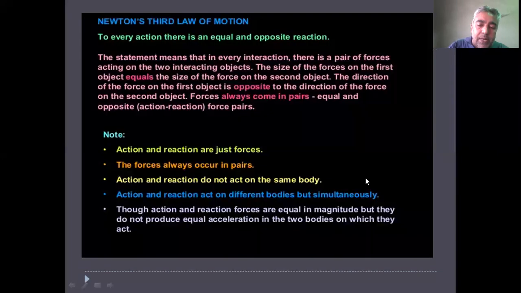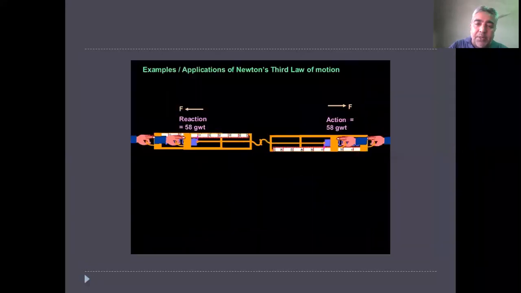Action and reaction are equal in magnitude, but they do not produce equal acceleration in the two bodies on which they act. Here I am showing the action force and the reaction force. Two springs are an example application of Newton's third law. One reaction is a 58 gram weight. Then it is equal and opposite, therefore no change is shown here.